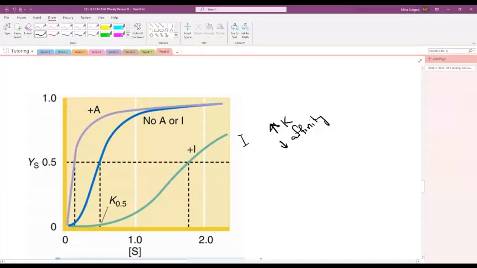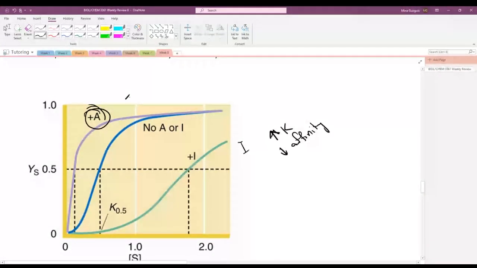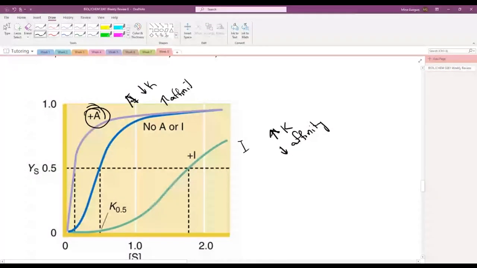Affinity. Okay. A, on the other hand, decreases K and increases affinity. Okay? So that's the difference between a K system and a V system. And it's really important to know this difference because your enzyme isn't just speeding up a reaction. It is speeding up a reaction, but the question is, how is it speeding up that reaction?